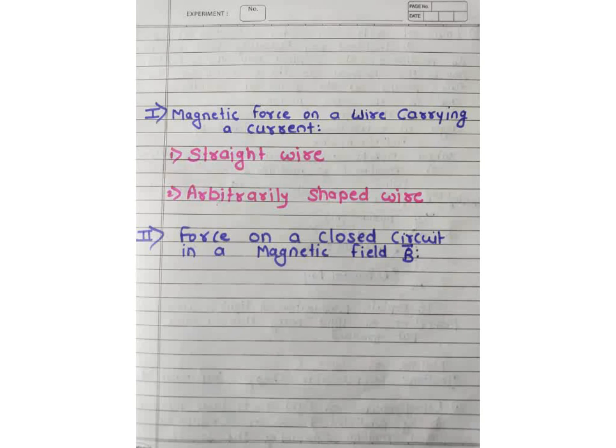Hello students, today we are going to study magnetic force on a wire carrying a current in lecture 4. In this we will see a straight wire and an arbitrarily shaped wire, and the second point is force on a closed circuit in a magnetic field.